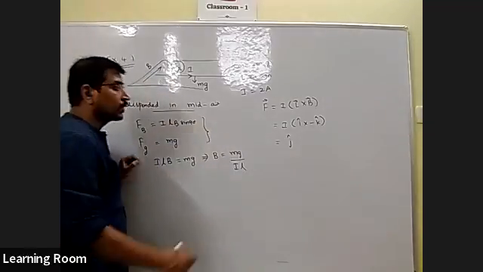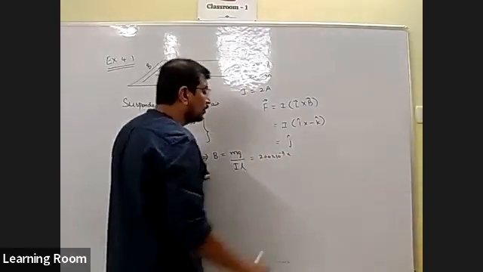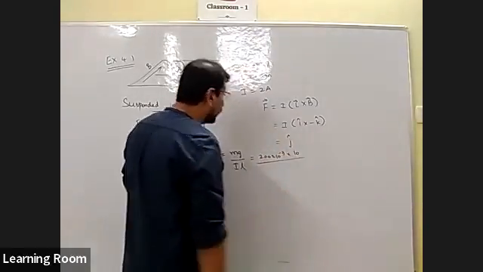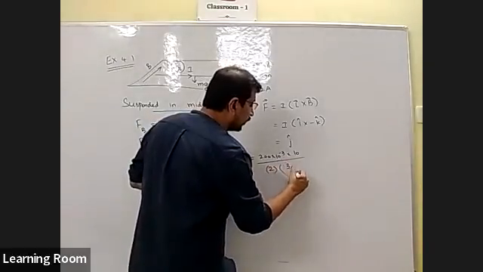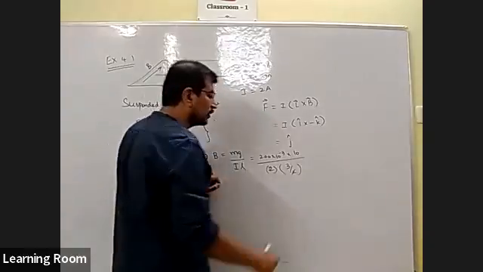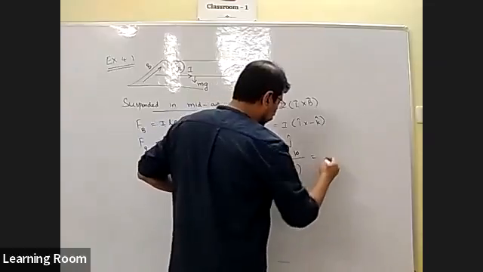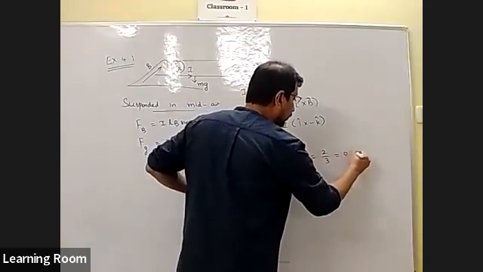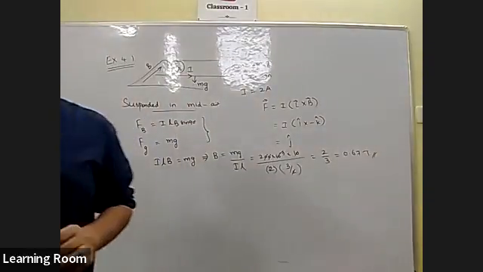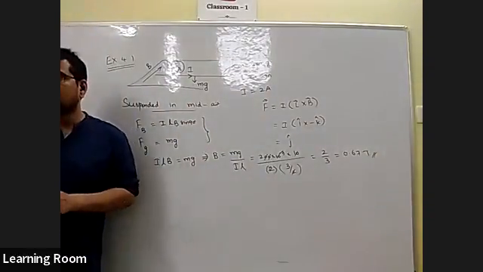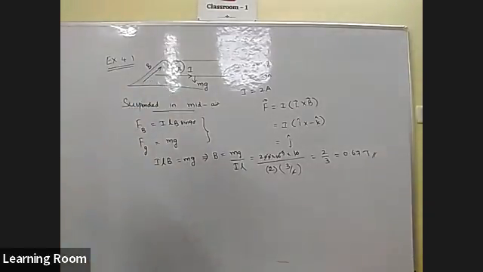What is M? 200 into 10 power minus 3, into g is 10, divided by I is 2 ampere, into the length of the conductor, which is 3 by 2 meter. 2 and 2 will get cancelled. So the answer will be 2 by 3, which is 0.67 Tesla. Correct? So it is 0.67 Tesla that is required for this situation.